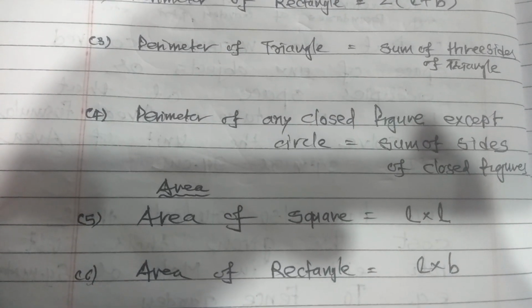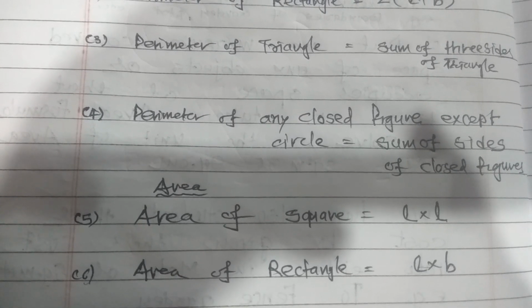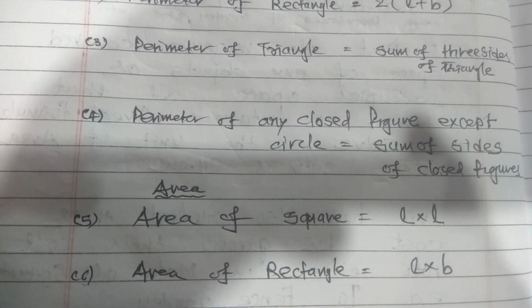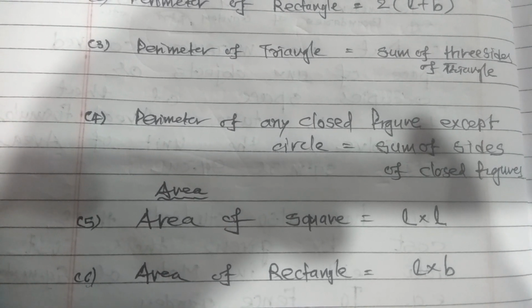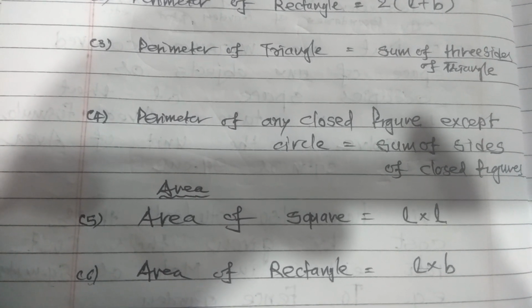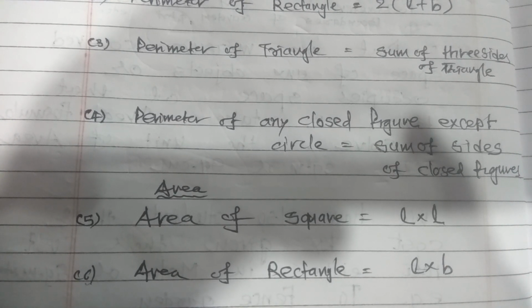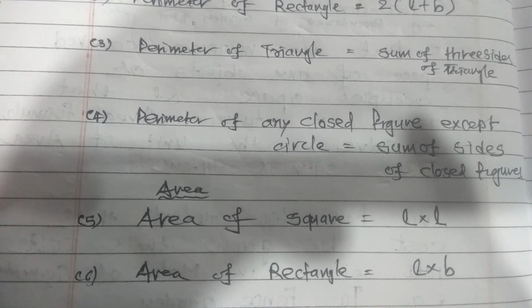Let's see the formula of area. Area of square, length multiplied by length, or you can say L square. Area of rectangle, L multiplied by B, where L is the length of the object or figure and B is the breadth of the object or figure.